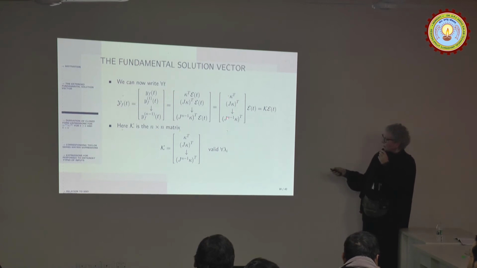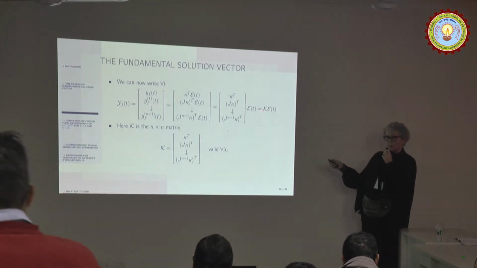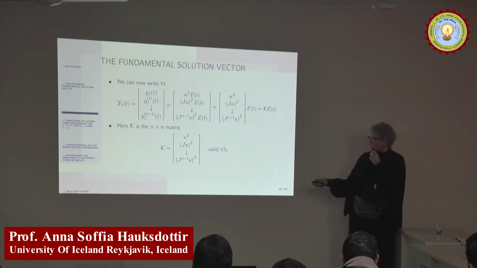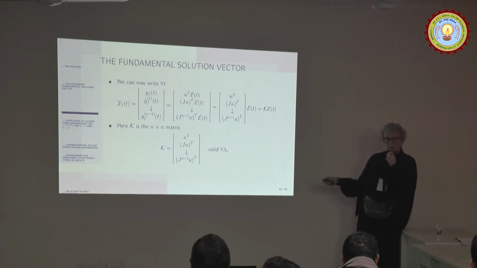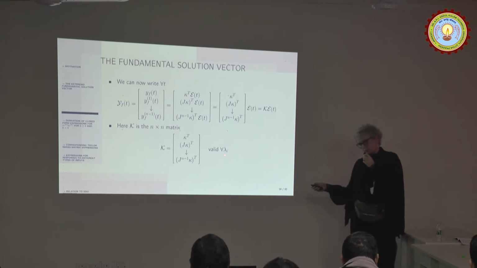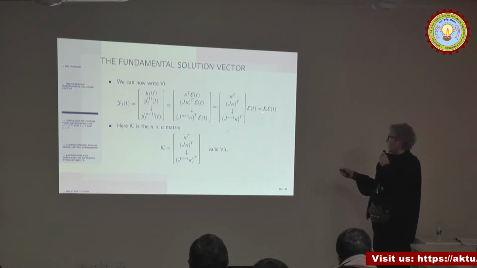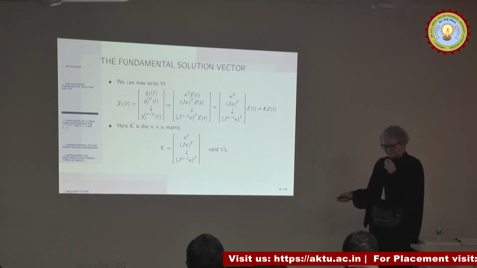And then we can write this as an n by n matrix. We call it kappa times the exponent vector. So kappa looks like this. And this is valid for all lambdas, positive, negative, zero lambdas. So the fundamental solution vector is kappa times E of t. And remember this.